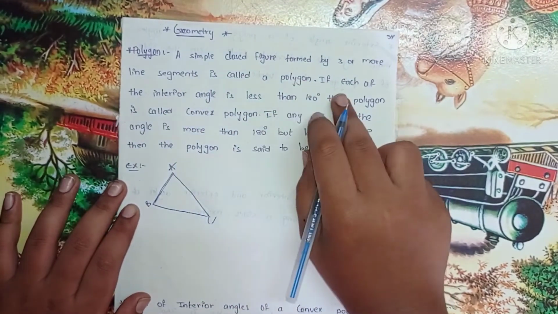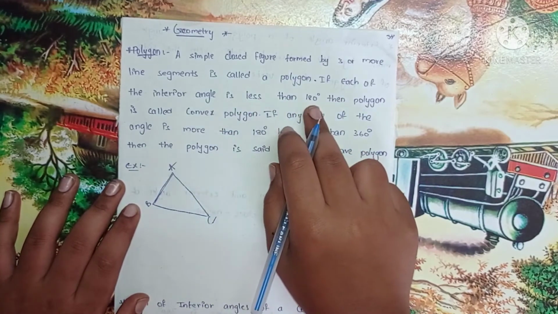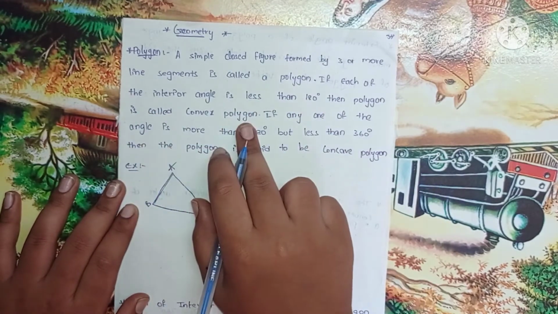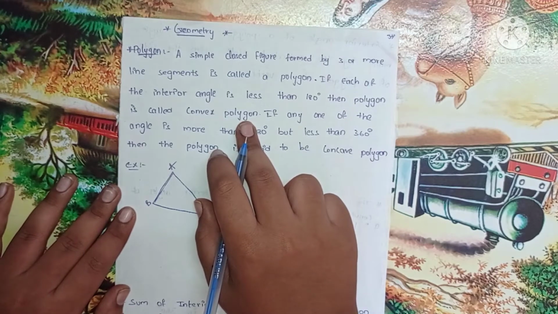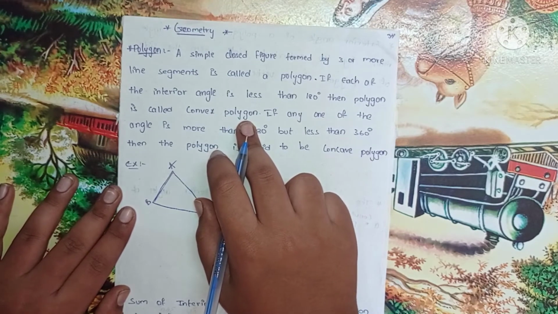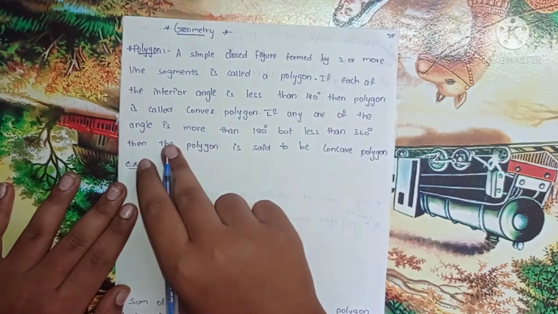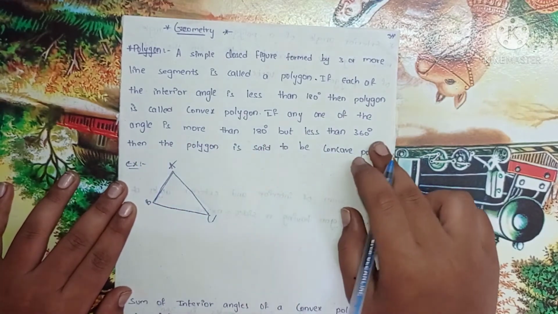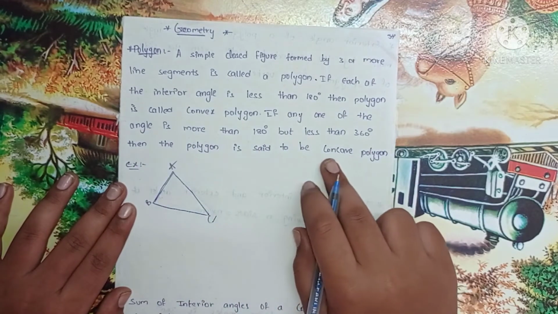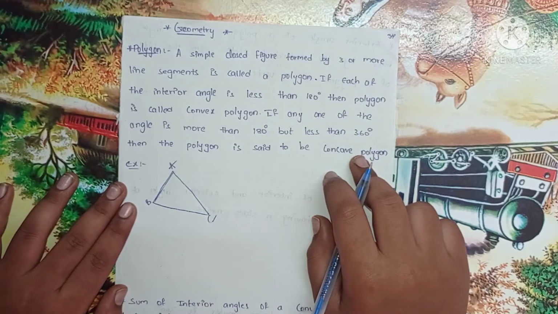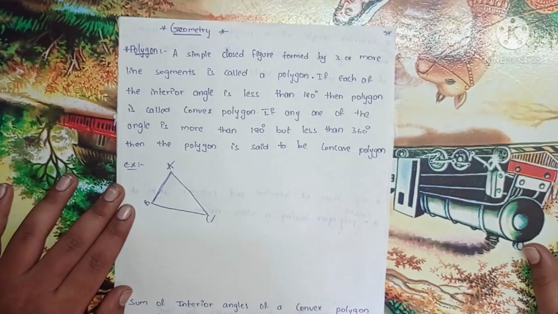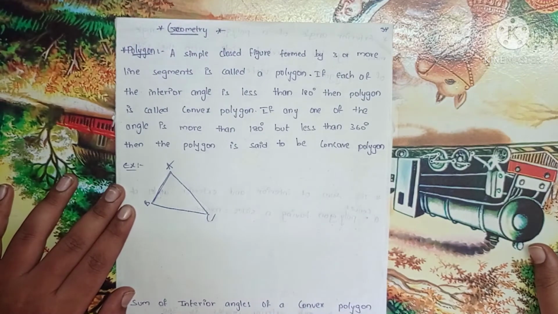Next, if each of the interior angles is less than 180 degrees, then the polygon is said to be a convex polygon. If one of the angles is more than 180 but less than 360 degrees, then the polygon is said to be a concave polygon. So in a polygon, if one of the interior angles is greater than 180 but less than 360, then the polygon is said to be a concave polygon.